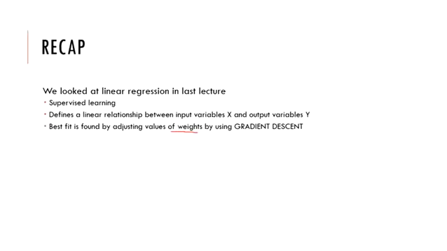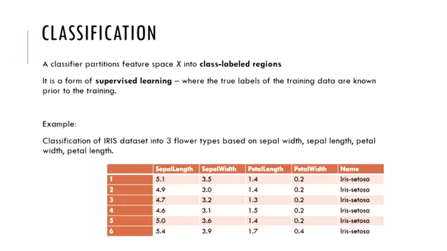Gradient descent is an optimization algorithm, and its task is to find the lowest point in the weights and error space, where for the given values of weights you find the smallest error. Okay, with that we continue to our next topic, which is classification.